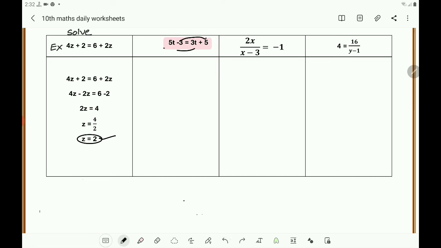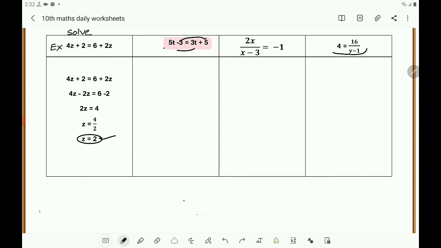So note down, here you write this one, and in the next step what you have to do? Write 2x in the LHS and minus 1 into x minus 3. In the bracket you write x minus 3 and do the term by term multiplication and solve for x by bringing the variable to the LHS and the constant to the RHS.